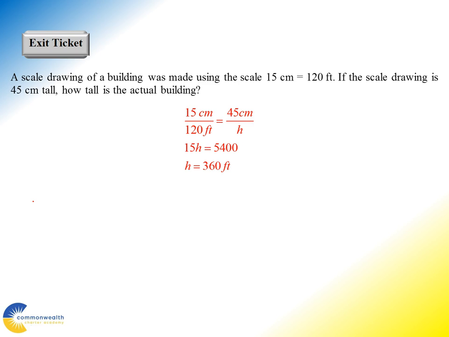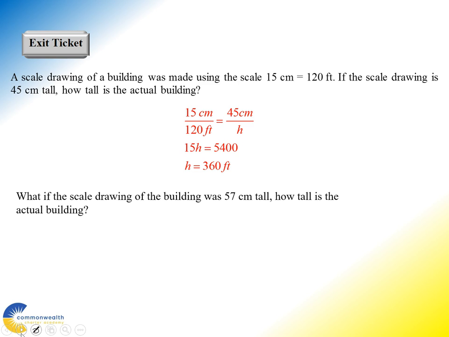So always be careful that you are aware of what the unit of measurement should be for the thing you're looking for if you're not converting them all to the same unit. For the last question you were given, what if the scale drawing of the building was 57 centimeters tall? So again, I'm going to set up 15 centimeters over 120 feet, but now it's going to equal 57 centimeters over h. Again, I'm going to cross multiply and get 15h equals 6,840. And then when I divide both sides by 15, I get h equals 456 feet.